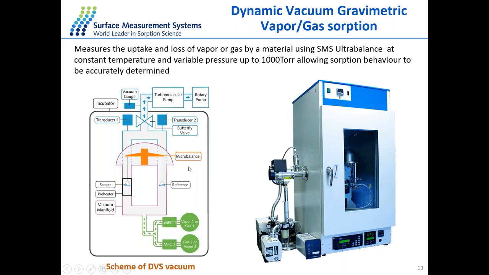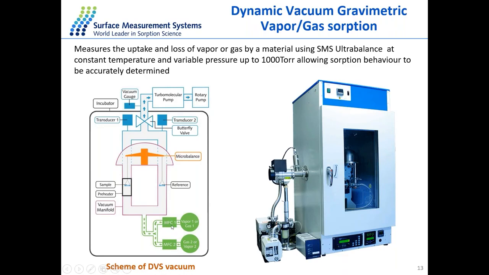Now, what we're looking at here on the right-hand side is a picture of the DVS Vacuum analyzer. On the left-hand side is a scheme of the DVS Vacuum. One of the key benefits of these gravimetric vapor sorption or gas sorption studies is that everything is under thermodynamic equilibrium, which is achieved by the temperature enclosure or incubator operating in the range 20 to 70. So this is a typical range. We can generate full isotherms for organic solvents and water vapor.